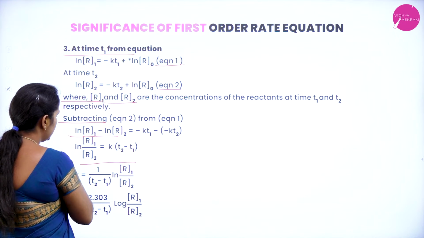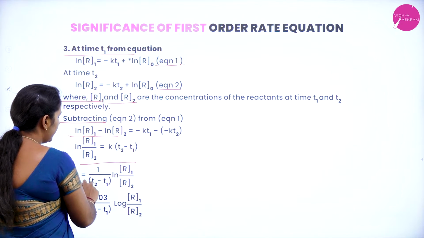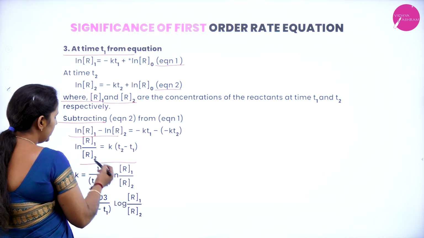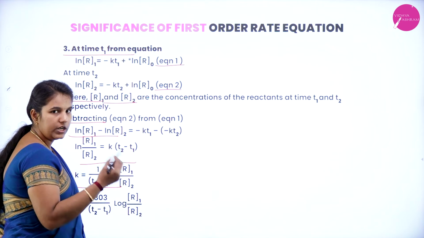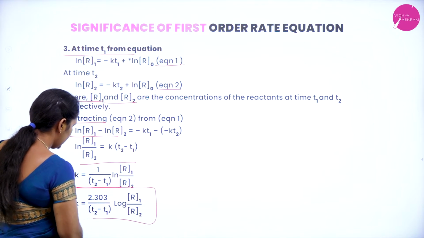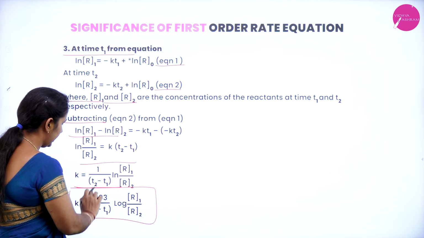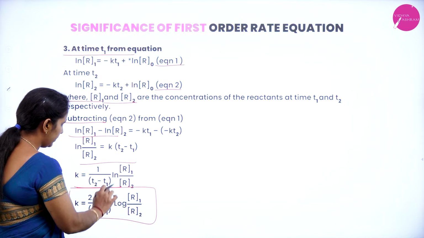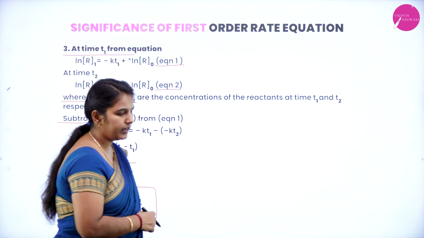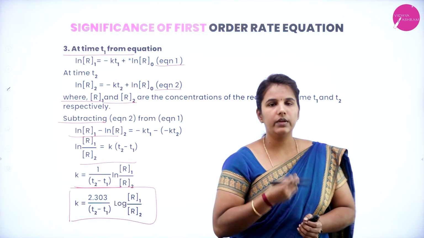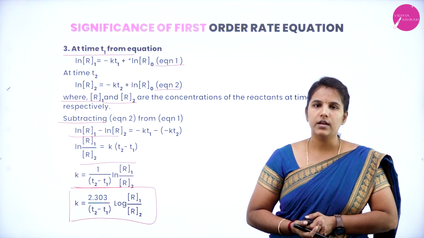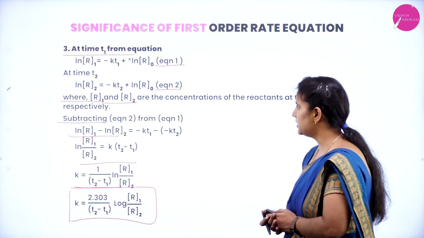Now I have taken k outside. So k is equal to 1 divided by t2 minus t1 into ln R1 divided by R2. Now, in order to convert this entire equation in terms of log, I multiply with 2.303. You will get k is equal to 2.303 divided by t2 minus t1 into log of the concentration of the reactant at time 1 divided by the concentration of the reactant at time 2. This is how we can easily understand the significance of the rate constant by using the first order rate equation. Hope you all understood this.